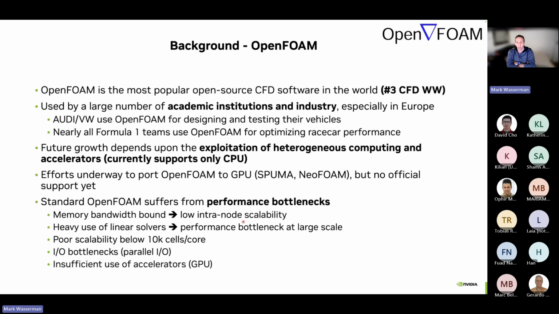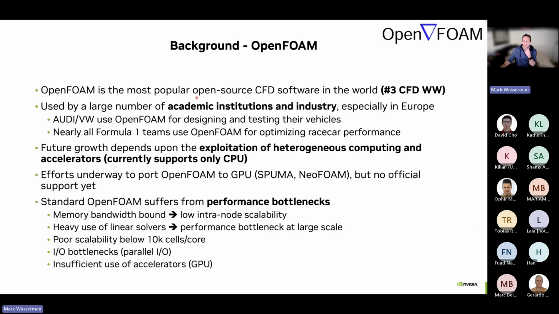So that brings me to the question of what OpenFOAM actually is. OpenFOAM is the most popular open source CFD software in the world. It's also the #3 CFD software worldwide, only surpassed by Fluent and StarCCM. So that means it's very unique that there's an open source software that is so highly ranked in terms of user base and applications. So this serves to emphasize how important this software is.